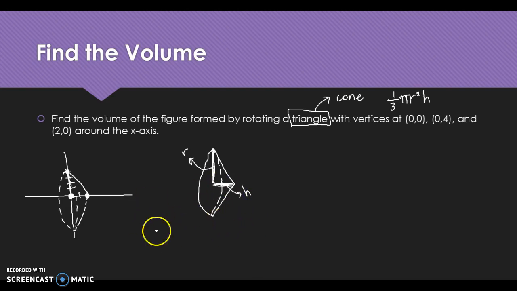So I can just count because it's a vertical line. To go from 0 to 4, it's 4. So my radius is 4. And then to go from 0 to 2 is 2. So my height is 2. And now I can plug it into 1/3 pi r squared h.